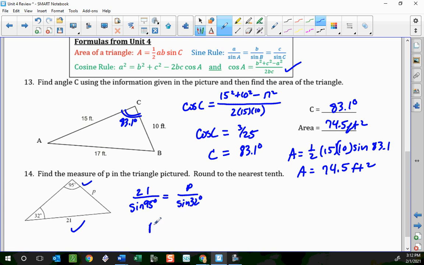When I solve for P, I have 21 times sine 32 divided by sine 95, so that goes under here. So 21 sine 32 divided by sine 95 comes out to 11.2. There are no units on there, so we'll just leave it at that.